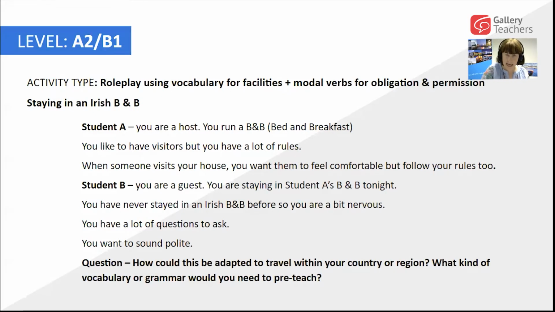Student B is the guest. They're staying in student A's guest house. They have never stayed in a guest house before, so they're feeling a bit nervous. They have a lot of questions to ask and they want to sound polite.